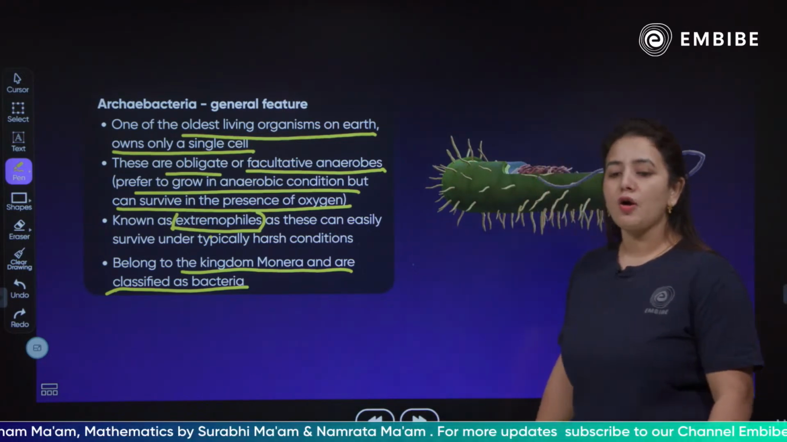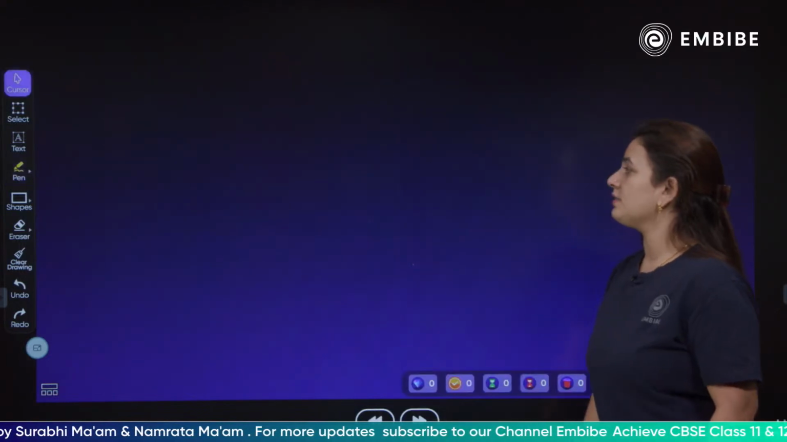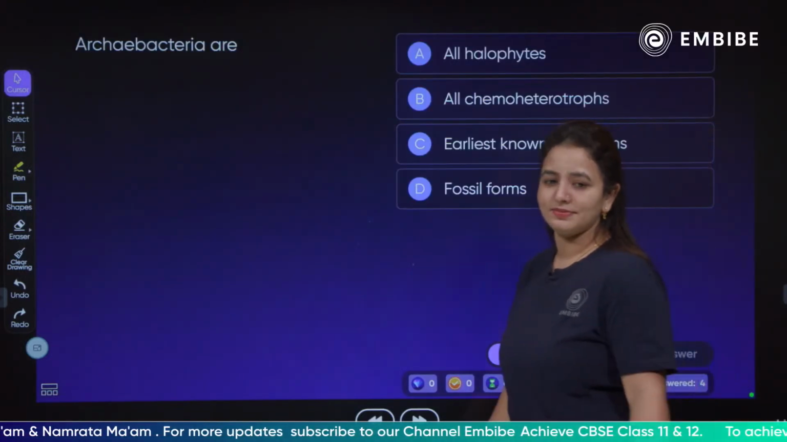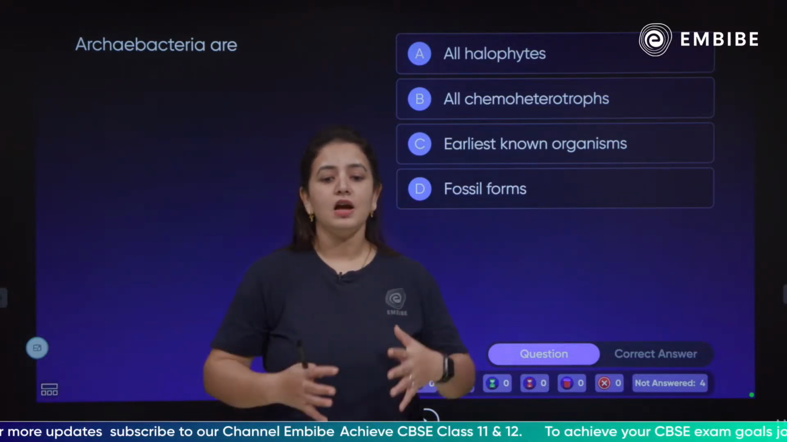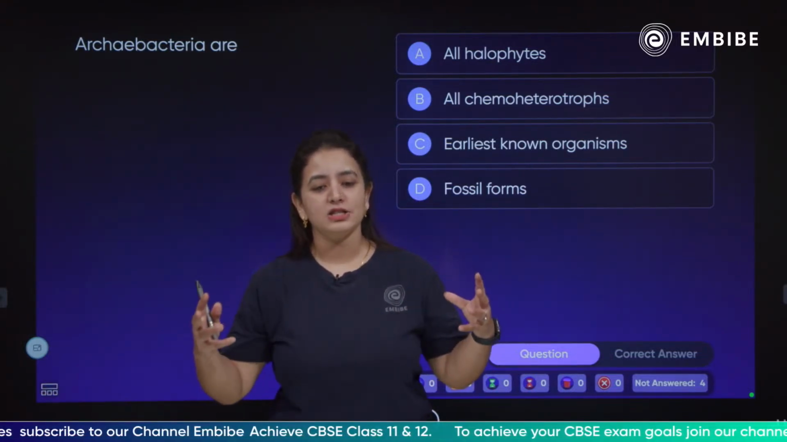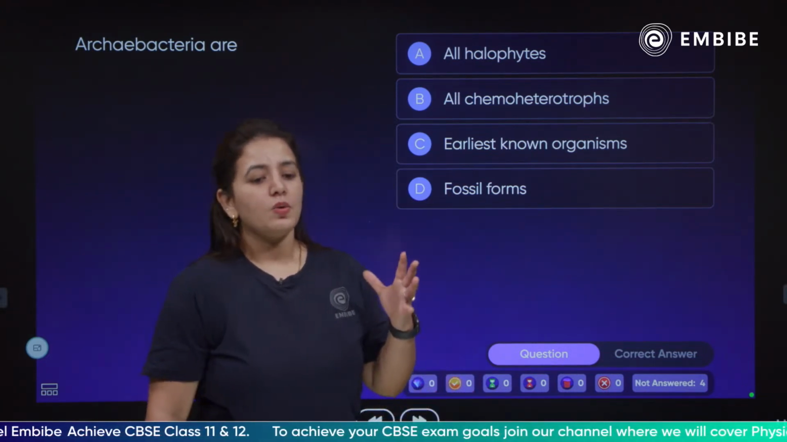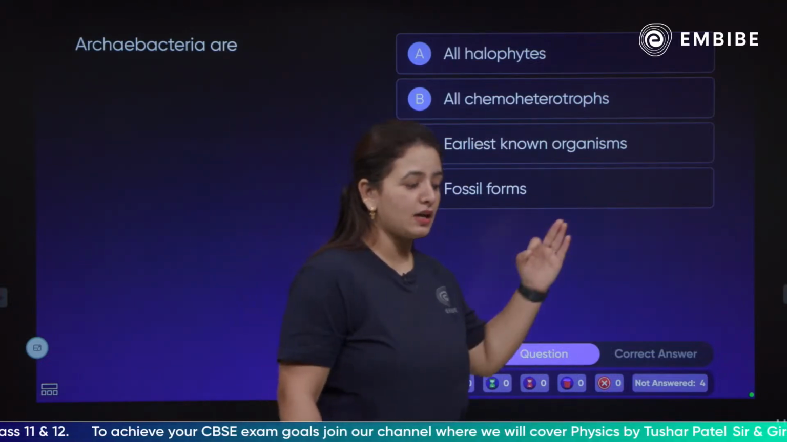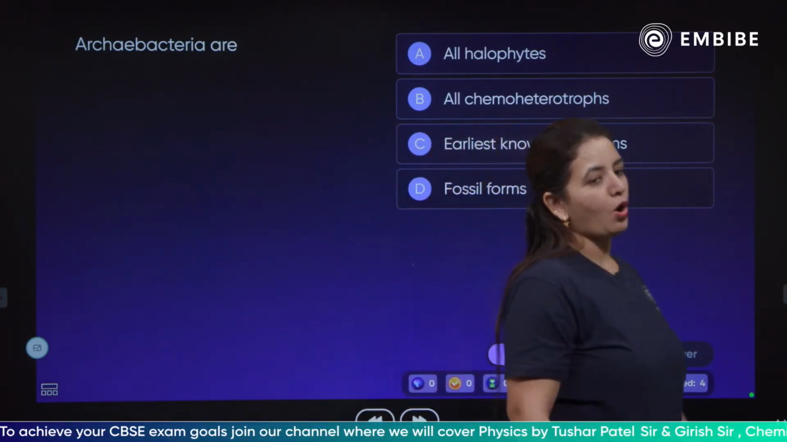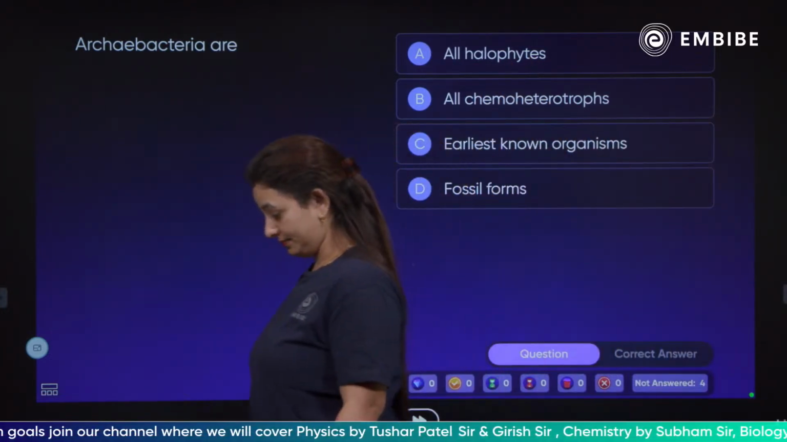Moving forward from the general characteristics of Archaebacteria, next we have a question. The Archaebacteria are: all halophytes, all chemoheterotrophs, or earliest known organisms or fossils? A very simple question with a very simple answer: all these Archaebacteria fall into which category?